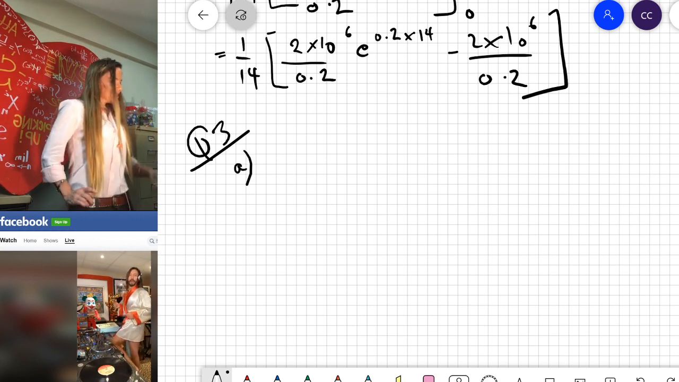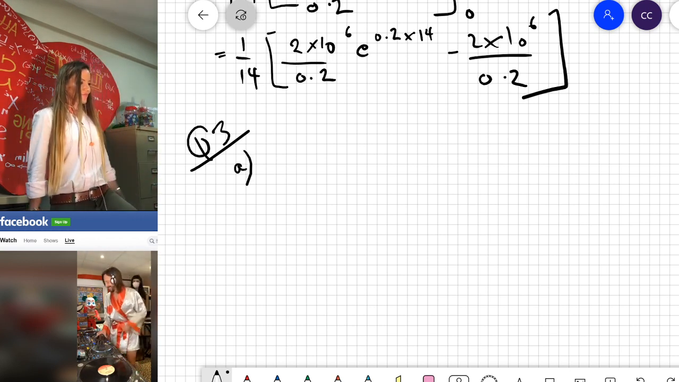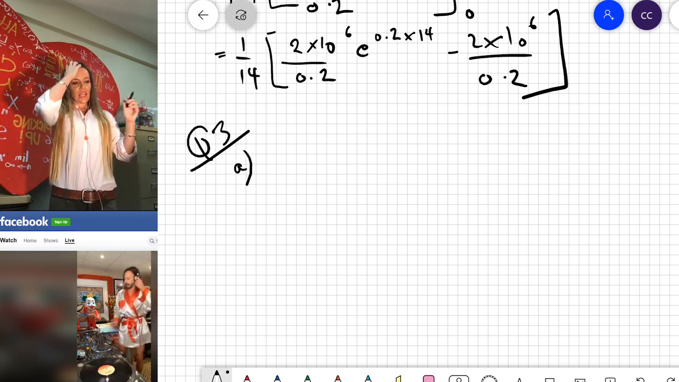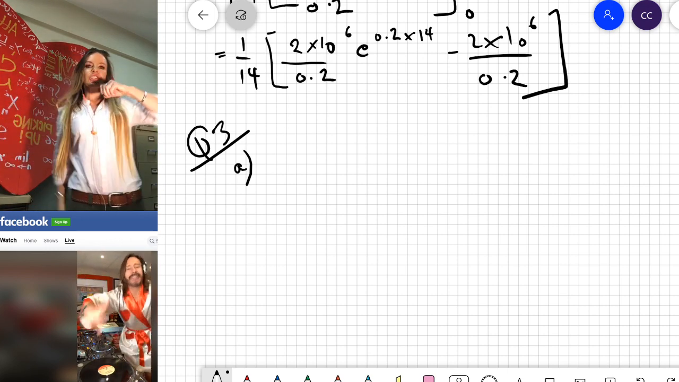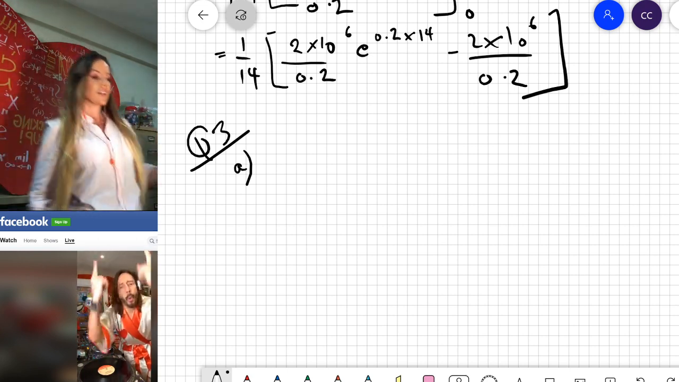Question 3. Part A was a little bit cheeky. The function only works for a year. And so the average of that function is just the mean of the sine curve.